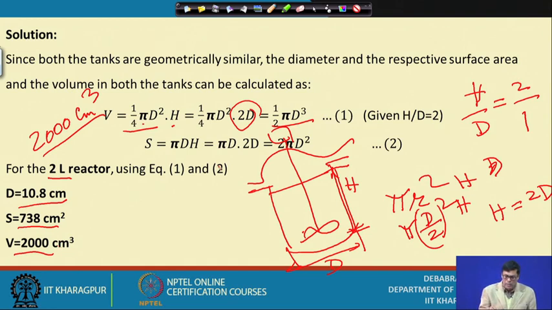Surface area is equal to, how you can calculate the surface area? What is the periphery? Periphery is 2 pi r. Am I right? So, 2r equal to diameter. Am I right? This is pi d, and height is h. So, surface area will be pi d into h. This is how we can calculate the surface area.